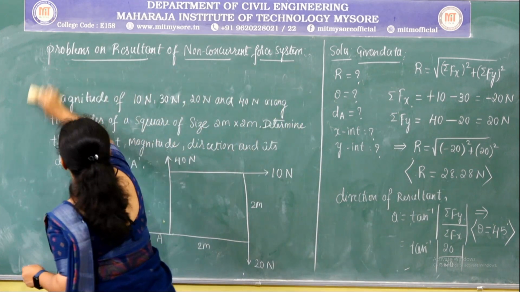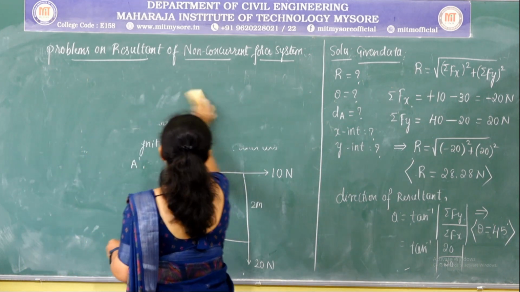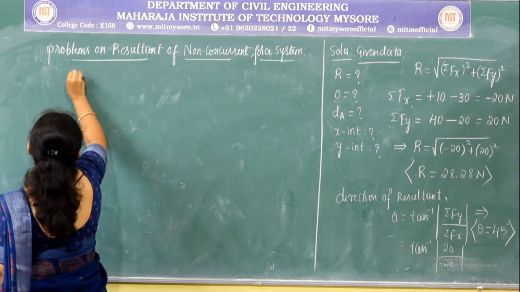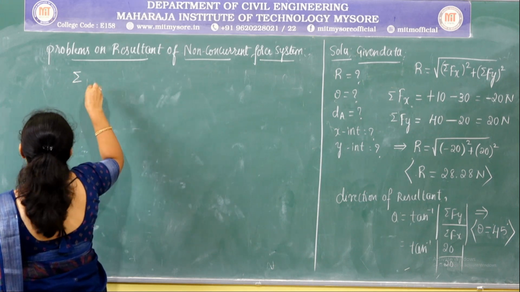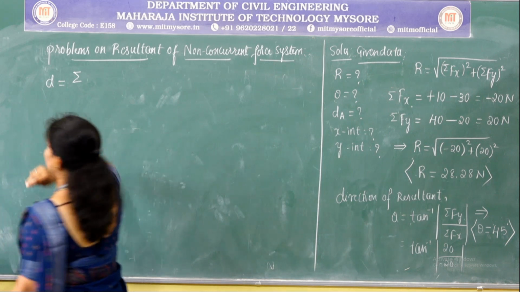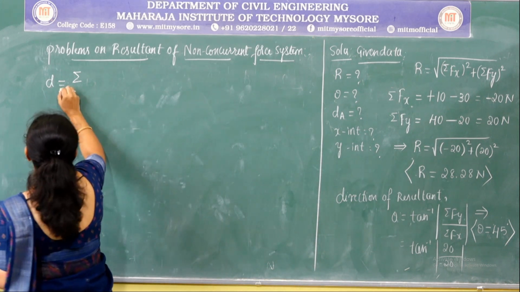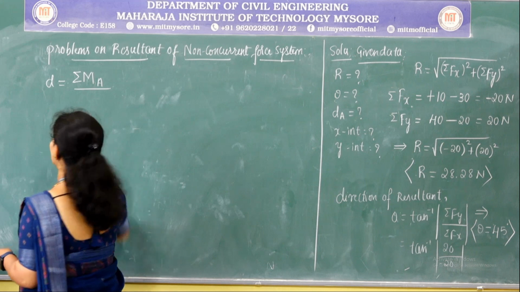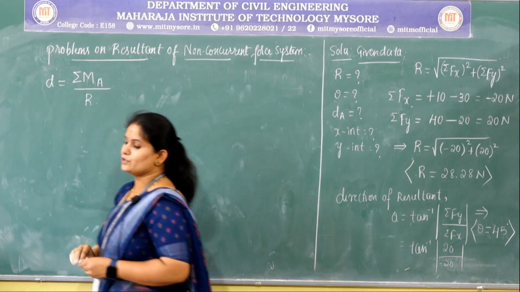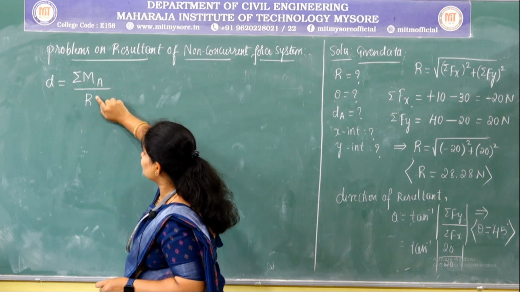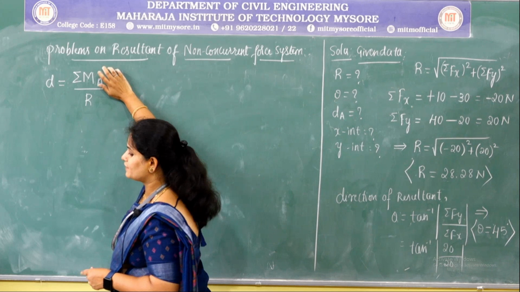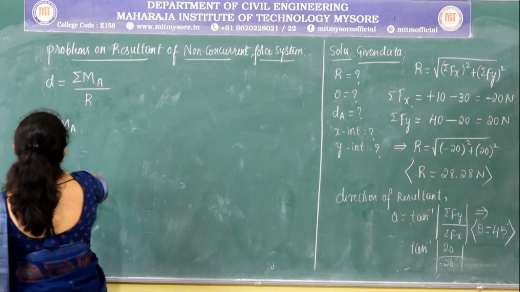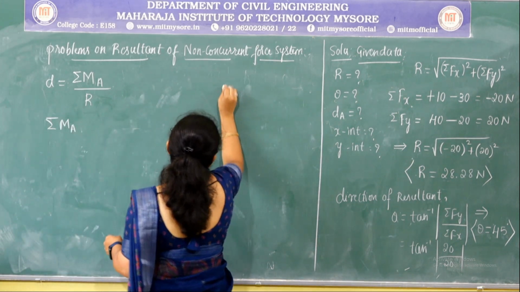Now we shall find the position of the resultant. Here we need to find it with respect to A. So, the distance of the resultant with respect to point A, that is D, is equal to summation of the moment about A divided by R. We got the value of the resultant, now we need to find the value of the moment. So, now we shall consider the moment of the resultant about point A.